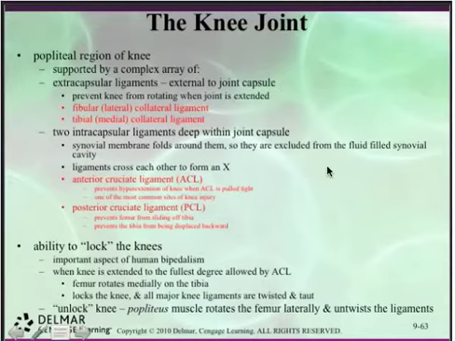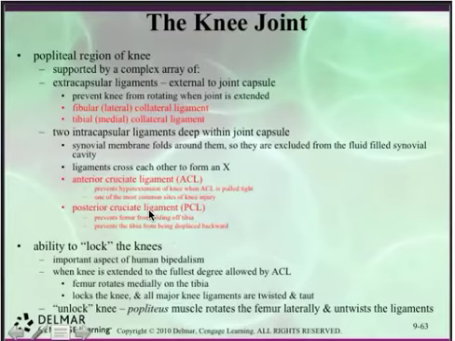The popliteal region of the knee is the back of the knee, and it's supported by a complex array of extracapsular ligaments external to the joint capsule that prevent the knee from rotating in other than its assigned axis when you use it. The lateral collateral and medial collateral ligaments keep the knee from bending in either a medial or lateral orientation. There are two intracapsular ligaments that are deep inside the joint capsule, so they lie inside the synovial fluid, and they attach to the distal head of the femur and the proximal head of the tibia, and they form a cross. These two ligaments are the anterior and posterior cruciates.